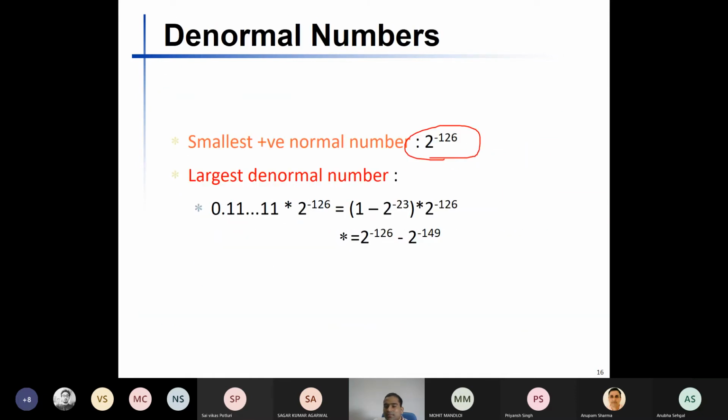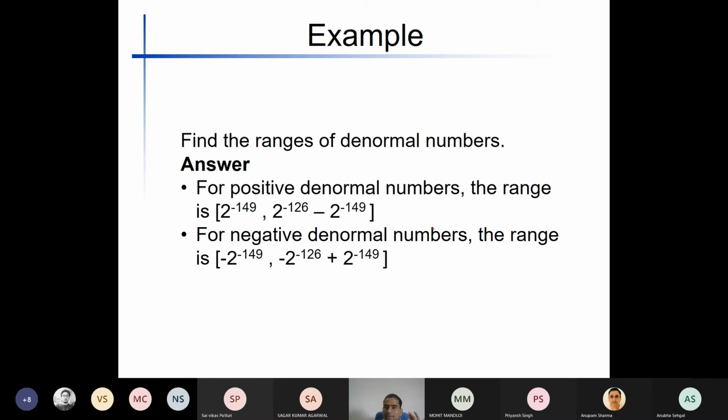So the largest d-normal number has hidden bit 0, then all of these bits are 1, and 2 raised to power minus 126. So this becomes 2 raised to power minus 126 minus 2 raised to power minus 149. That means compared to 2 raised to power minus 126, we are slightly less. How much less? 2 raised to power minus 149, this much less. Okay. So this allows us to represent at least some numbers, instead of not being able to represent them.